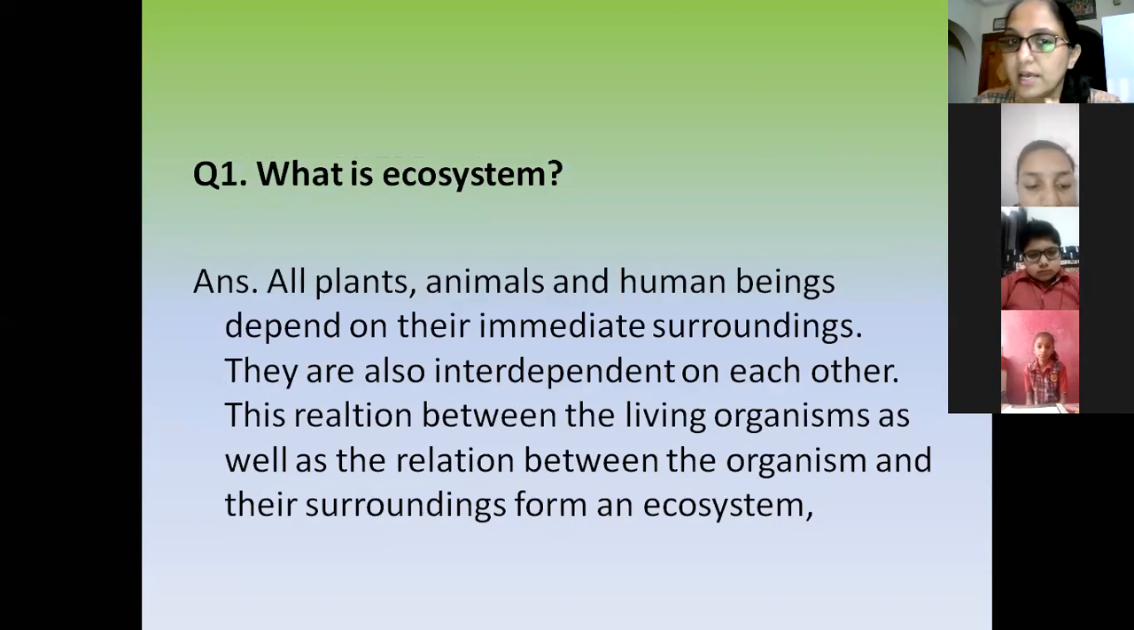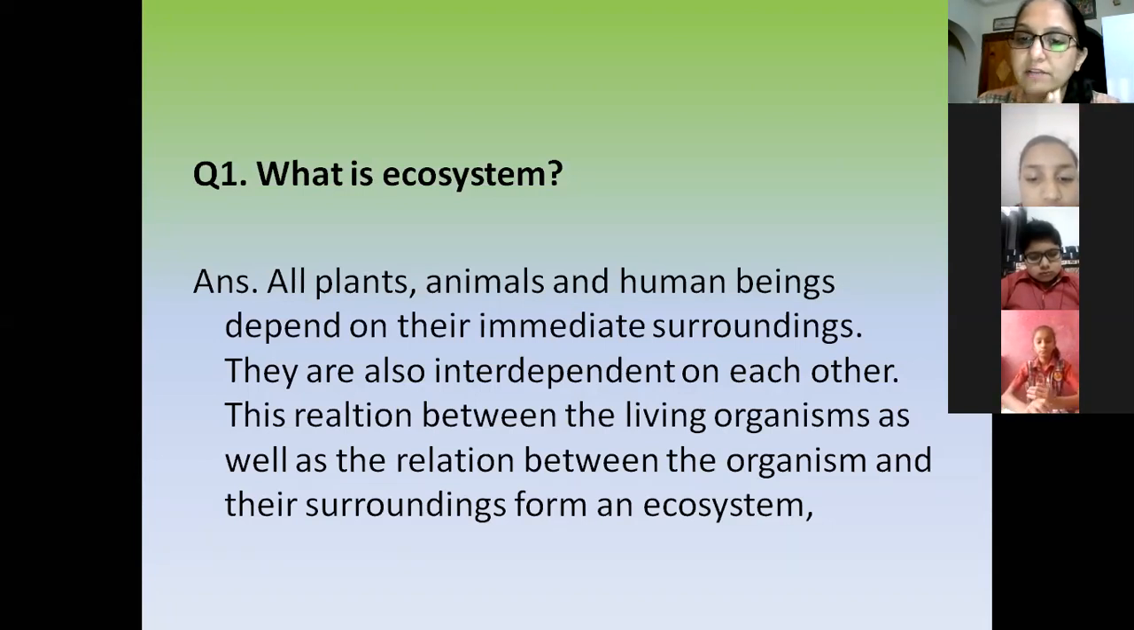All plants, animals and human beings depend on their immediate surroundings. Whatever surroundings are there around us, we depend on them for food, nutrition, for breathing, for living basic needs. They are also interdependent on each other, that we depend on plants also. Plants also depend on us. Plants also need carbon dioxide for photosynthesis, and they get carbon dioxide from us. We need oxygen, we get oxygen from plants. Similarly, animals, plants, human beings, they're all interdependent on each other, are interlinked.